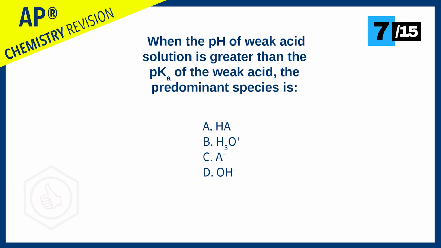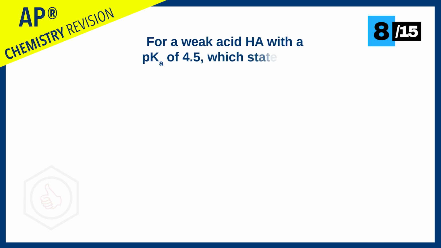The answer is A-, because when the pH is greater than the pKa value, the solution is more basic than the acid's equilibrium point. So more weak acid HA has lost H+ ions, meaning the conjugate base ion concentration of A- is greater and predominates.